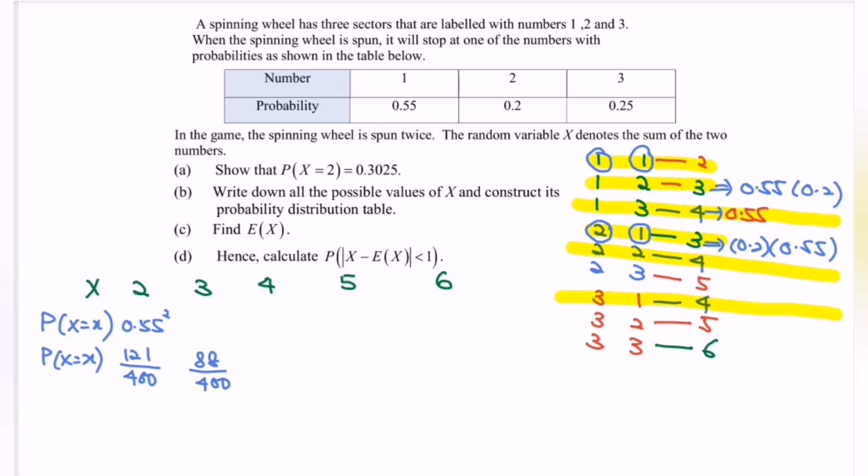After that, we have the number 3, where we have to multiply with 0.25. Same goes to this part: 0.25 multiplied with 0.55 because of 3 and 1. Next, for this case, we have 0.2 multiplied with 0.2. So we have to sum up the situation: 0.55 multiplied with 0.25 plus 0.2 squared plus 0.25 times 0.55. If we sum up, we will have 126 over 400. That is the case for number 4.